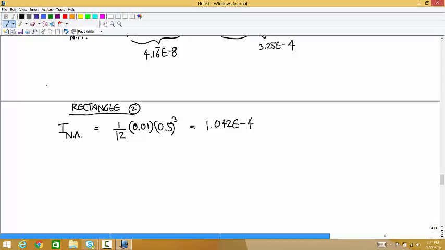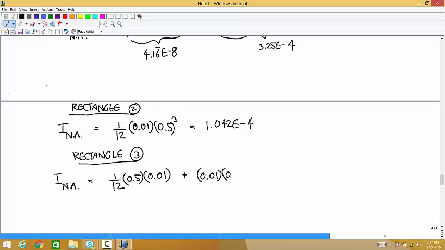Okay. And then rectangle 3 is going to be the same as rectangle 1. So rectangle 3, the moment of inertia about the neutral axis. It's the same rectangle as the top one, so the moment of inertia about its own neutral axis is the same as it was before. And then it has the same area, and you're moving it the same distance from the neutral axis of the whole shape. So 0.01 times 0.5 times 0.255 squared, and you get the same thing we did before, 3.25 times 10 to the minus 4.